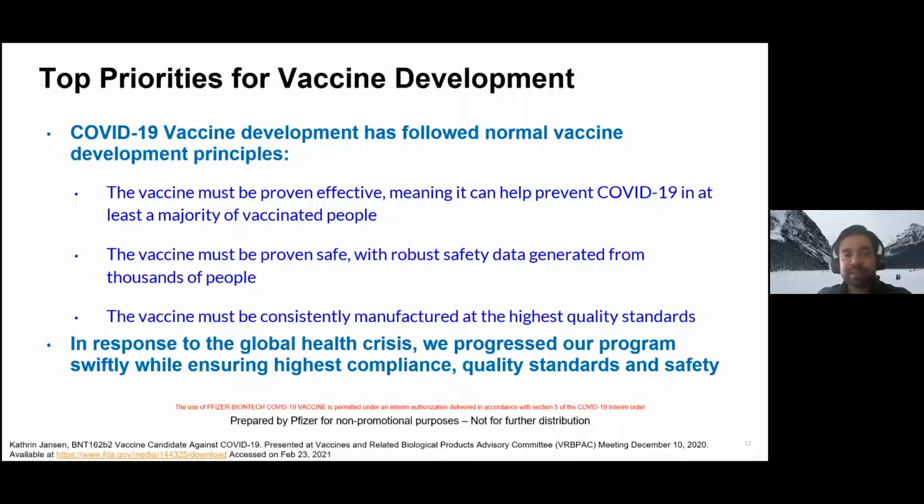The first one is the vaccine must be proven effective, meaning it has to prevent COVID-19 in at least a majority of the vaccinated people. The vaccine must be proven safe and with robust safety data generated from thousands of people. And the vaccine must be consistently manufactured at the highest quality standards. So during the process, we were able to do it in a relatively short period of time while still ensuring highest compliance, quality standards, and safety.